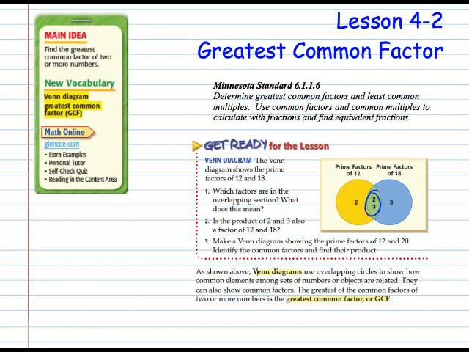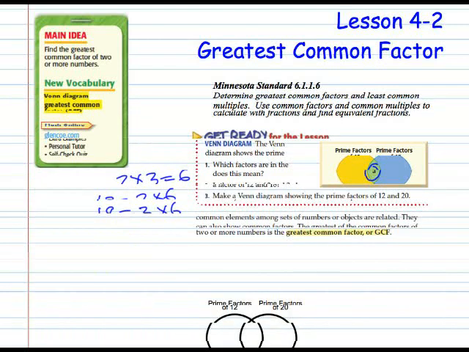Is the product of 2 and 3 also a factor of 12 and 18? Yes, in fact it is, because 2 times 3 is 6, and 12 is 2 times 6, and 18 is 3 times 6. Make a Venn diagram showing the prime factors of 12 and 20. Identify the common factors and find their product.